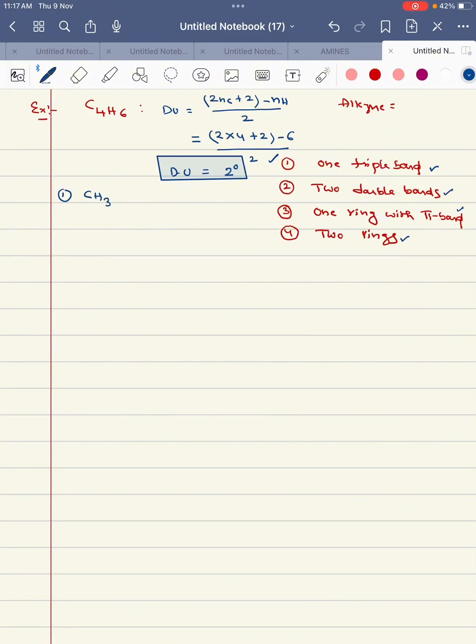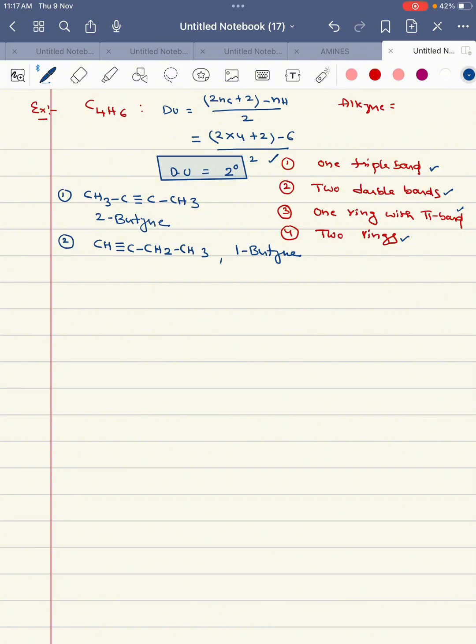With the 4 carbon atoms, it is CH3, C triply bonded to C, then CH3. So what is the name? It is called 2-butyne. The IUPAC name is given as 2-butyne. Next one, the second one, we will write 1-butyne also. This is called 1-butyne.